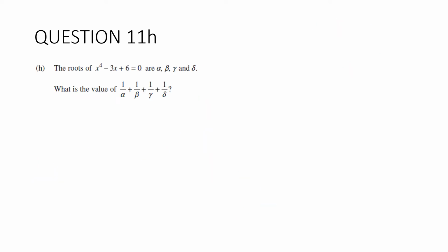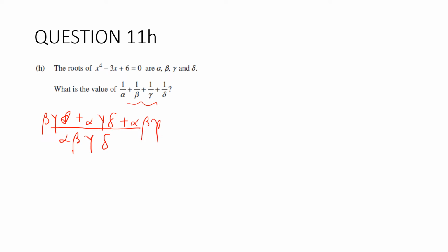11H. The roots of x to the power 4 minus 3x plus 6 are alpha, beta, gamma, delta. What is the value of this? Alright, so let's make a common denominator. Alpha, beta, gamma, delta. We are going to get a mess on top. Beta, gamma, delta. Oops, that's a delta there.